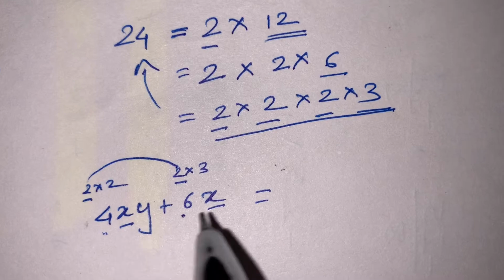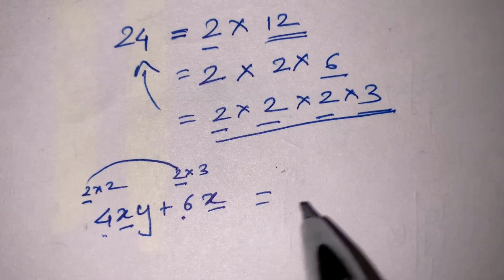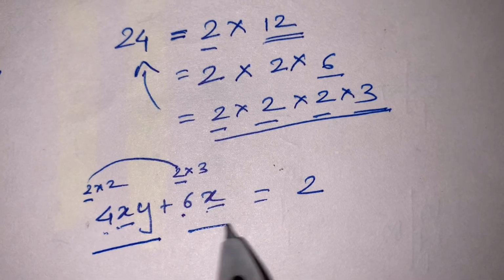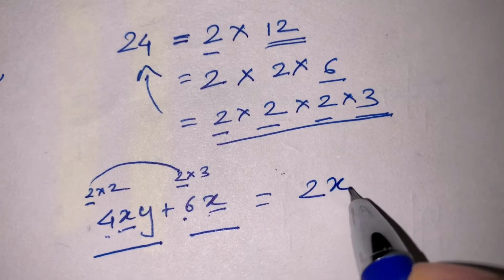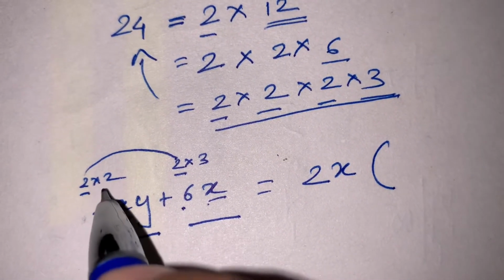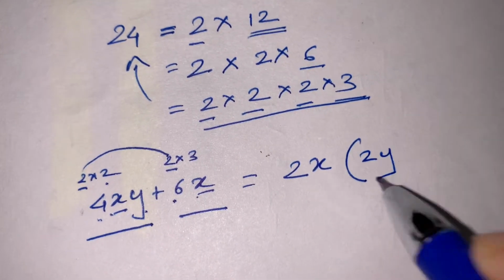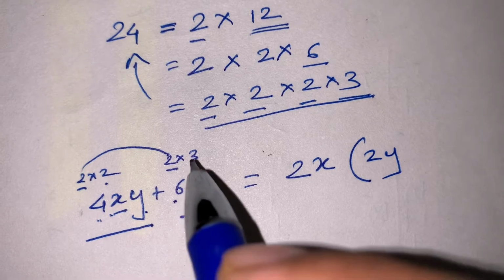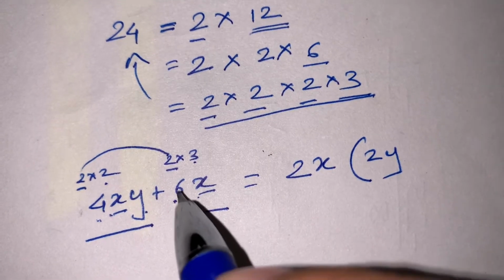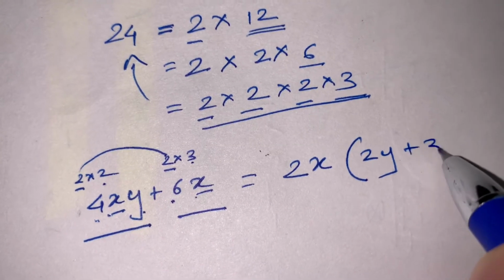So in 4 and 6, what is the common factor? 2. So this 2 and this x, which is common in this term and this term, we will bring it out. So what will remain inside the bracket? Another 2 and a y. So 2y will remain inside, and here what will remain? Only 3, because we took x out, and from here we also took 2 out. So only 3 will remain inside.